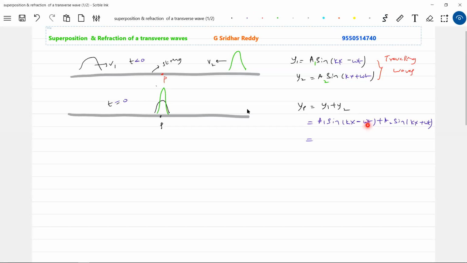Now you put t equal to 0. So this will become A1 sine kx. What is x? I'm defining this as x equals 0 at a certain position, so define the position of that particular point. Further, how do we write k? This is 2 pi by lambda.